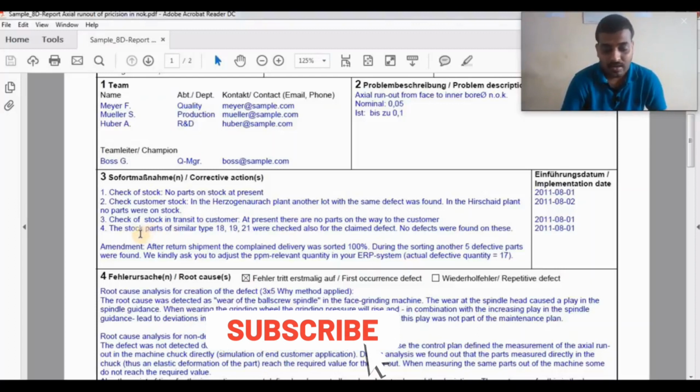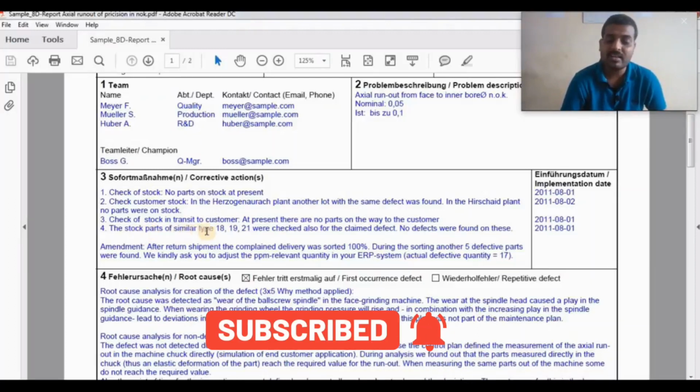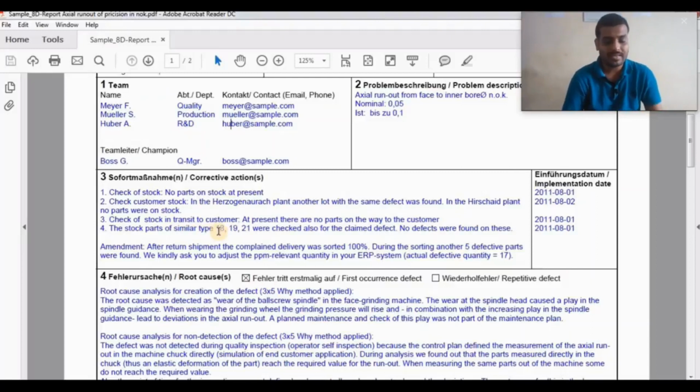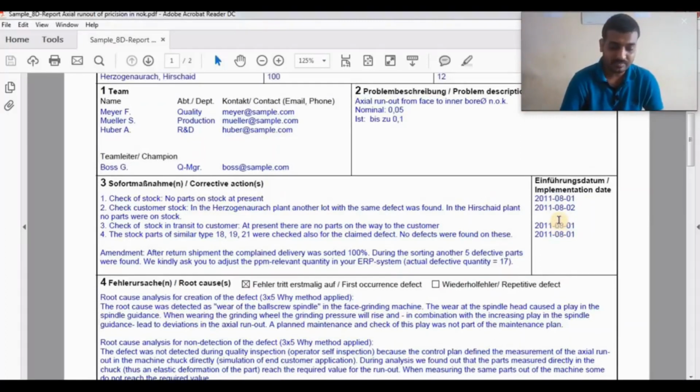Okay, so up to the containment action you have to complete within 1 or 2 days depending on the case, as I already told you. Okay, then here they have done the root cause analysis. So they have come up with the root cause analysis for creation of the defect and the root cause analysis for the non-detection as well.